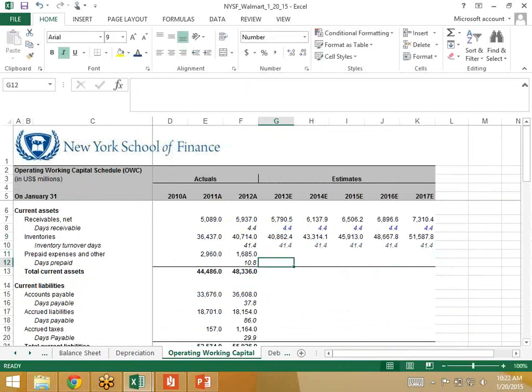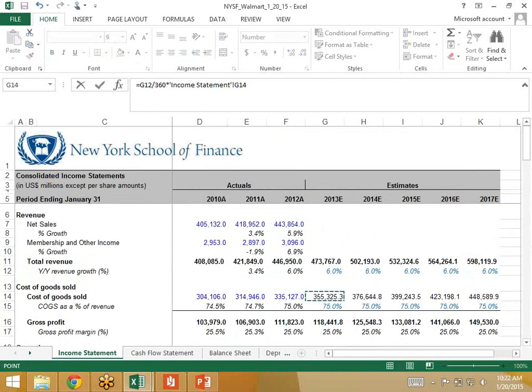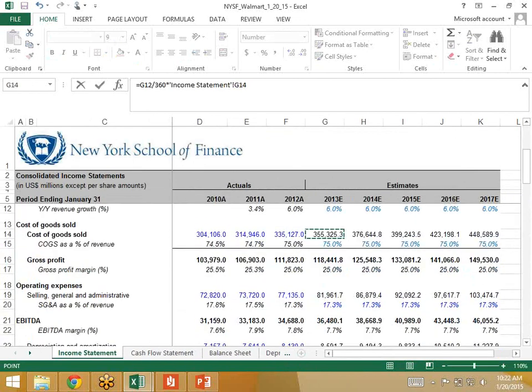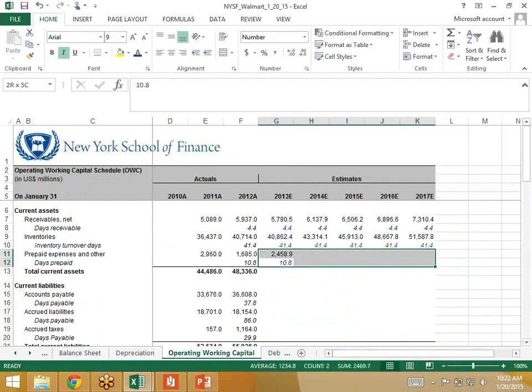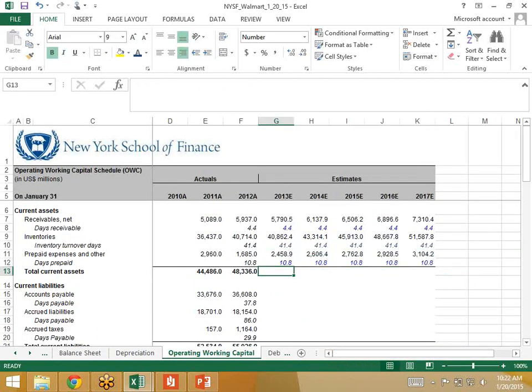Prepaid expenses, same thing, 10.8. And so the formula is going to be the days divided by 360 times SG&A now. Okay, so this is going to be days divided by 360 times income statement SG&A. You can copy that to the right.